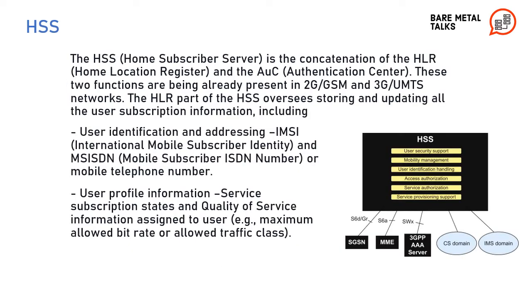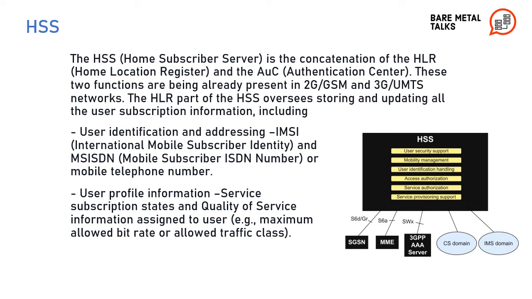The Home Subscriber Server is a concatenation of HLR, Home Location Register, and AUC, Authentication Center. These two functions were already present in GSM and UMTS. The HLR part of HSS oversees storing and updating all user subscription information, including user identification and addressing, and user profile information such as service subscription states and quality of service information assigned to the user.